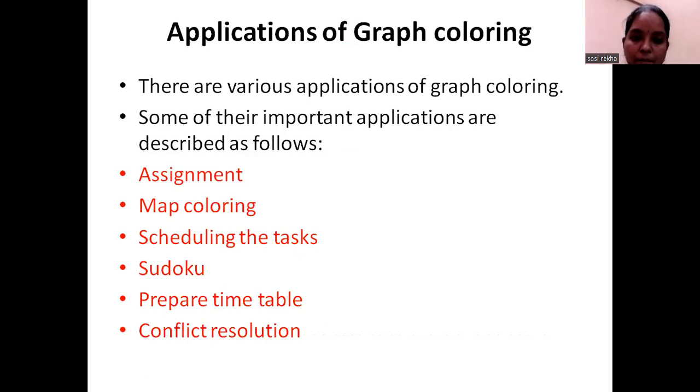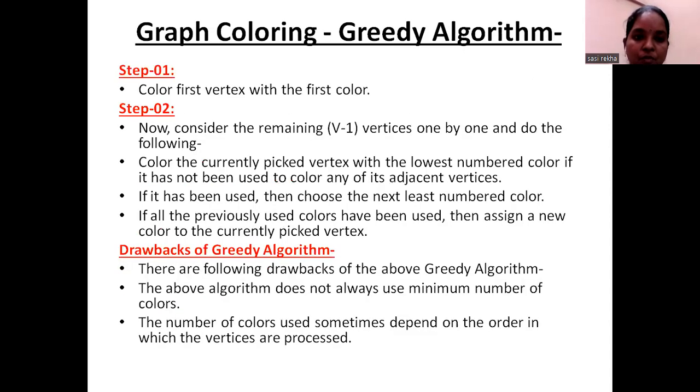So what are the various applications of graph coloring? We have discussed the assignment problem, map coloring, scheduling tasks, the Sudoku problem, preparing the timetable, and conflict resolution. So these are the real-time applications of the graph coloring problem. Now we'll see the algorithm for this graph coloring.